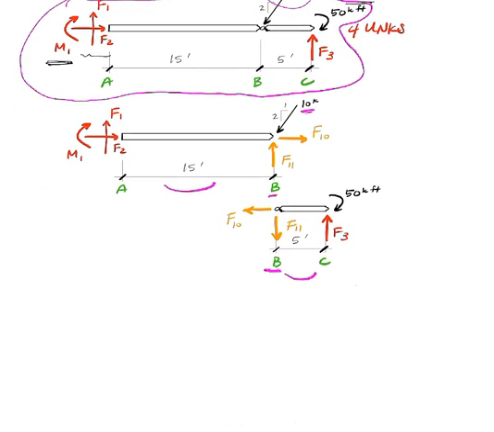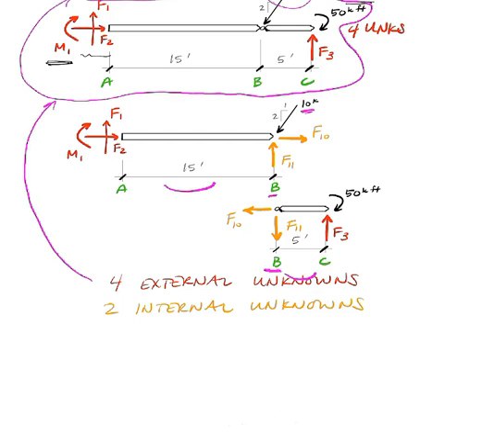So let's take just a little bit more inventory down here. I have 4 external unknowns, which is what I had up there on that whole structure free body diagram. I've got 2 internal unknowns, which are sitting there at the hinge, right? F10 and F11, giving me a total of 6 unknowns.